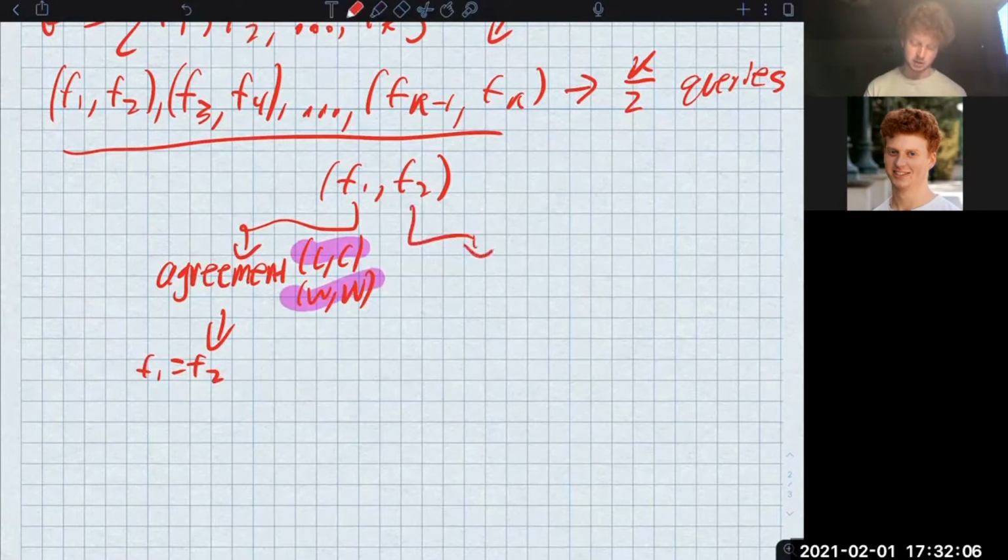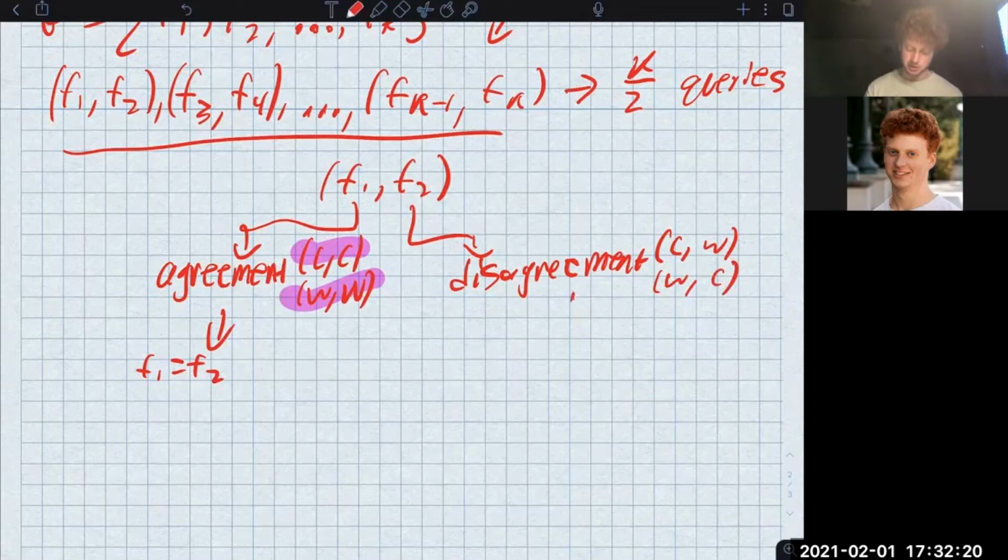The other parallel case is disagreement. That occurs when one calls the other a citizen and the other calls the first one a werewolf, or vice versa. And what do we know about this case? Pretty much all we know is that F1, F2 are not both citizens. Why is that? Because if they were both citizens, then obviously they would both have to call the other person a citizen.